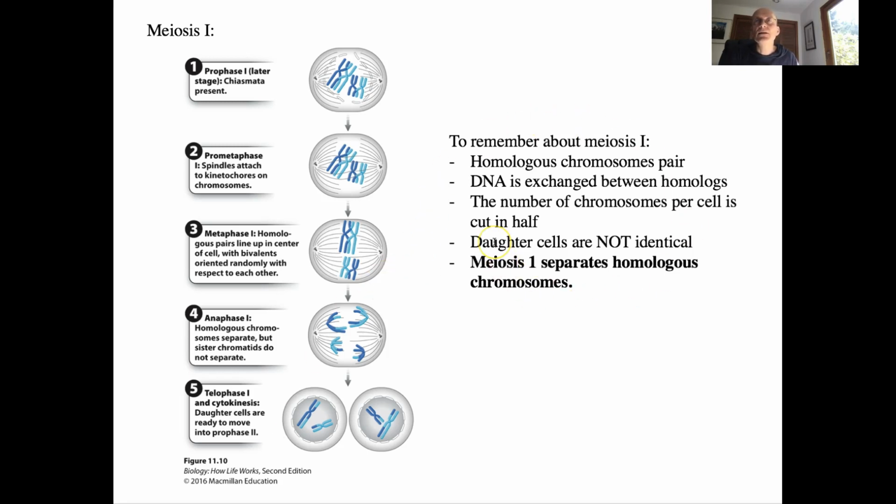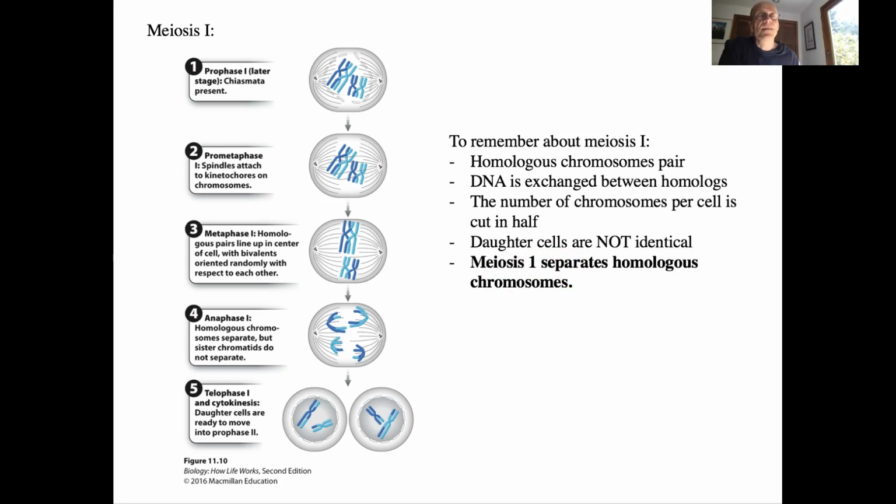So what I write here is important to remember about meiosis 1 is that the homologous chromosomes pair, the DNA is exchanged between the homologs, that the number of chromosomes per cell is cut in half, and that the daughter cells are not identical. These are not identical to each other. Meiosis 1 separates the homologous chromosomes. I showed you earlier on in mitosis, the sister chromatids are separated. In meiosis 1, the homologous chromosomes are separated.